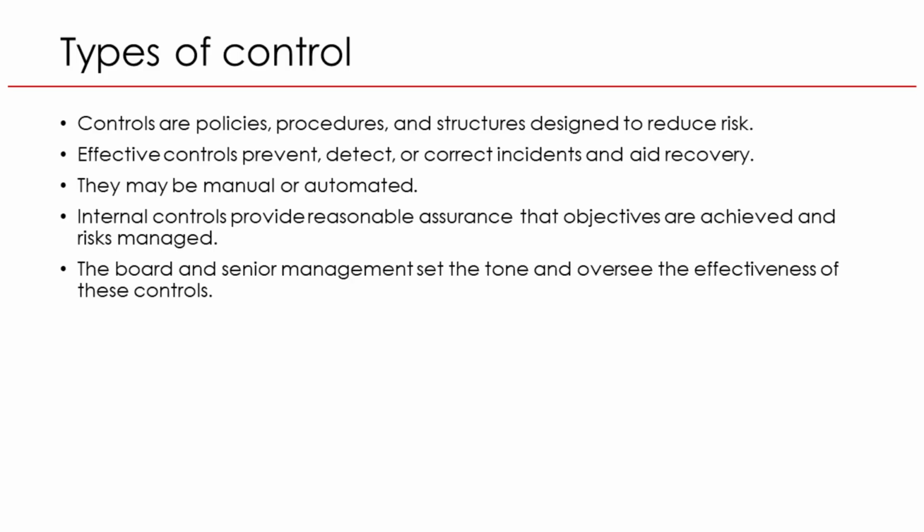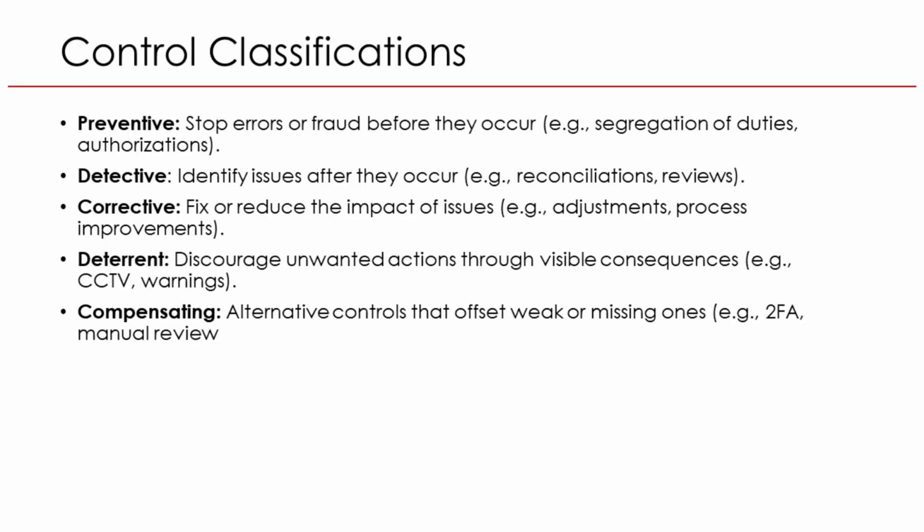Controls can be manual, like a supervisor approving payments, or automated, such as a system that locks users after failed logins. Internal controls give reasonable assurance that business goals will be met and risks managed properly. It's the board and senior management's role to promote a strong control culture and make sure controls stay effective through regular monitoring. In auditing, we look at different types of controls that help organizations manage risk.